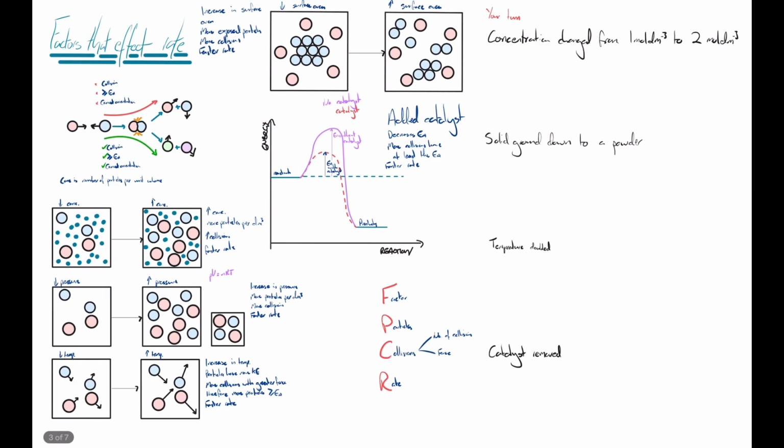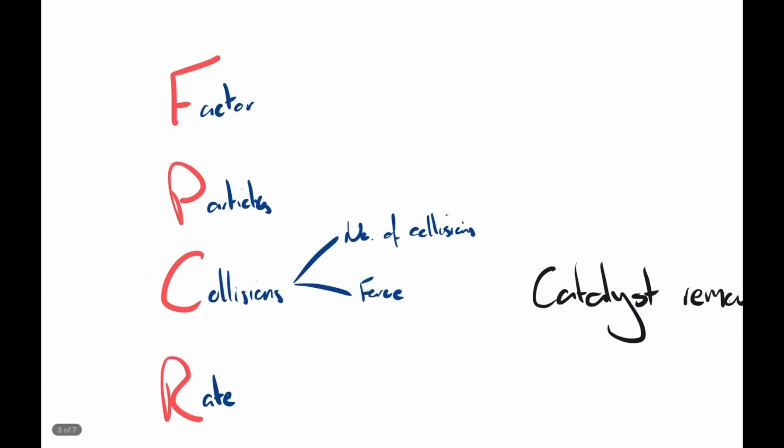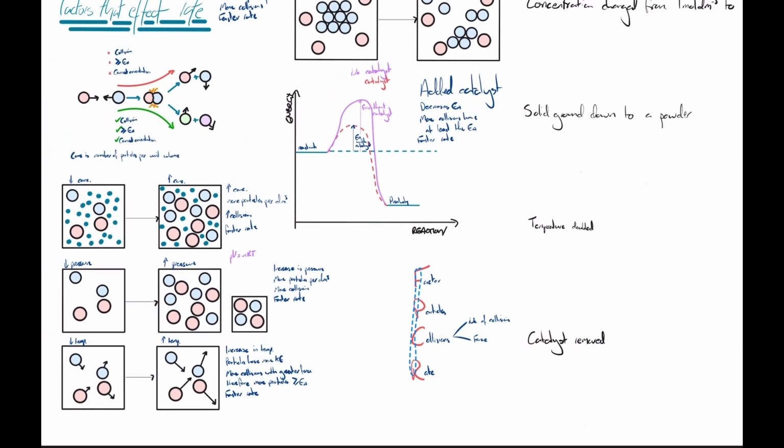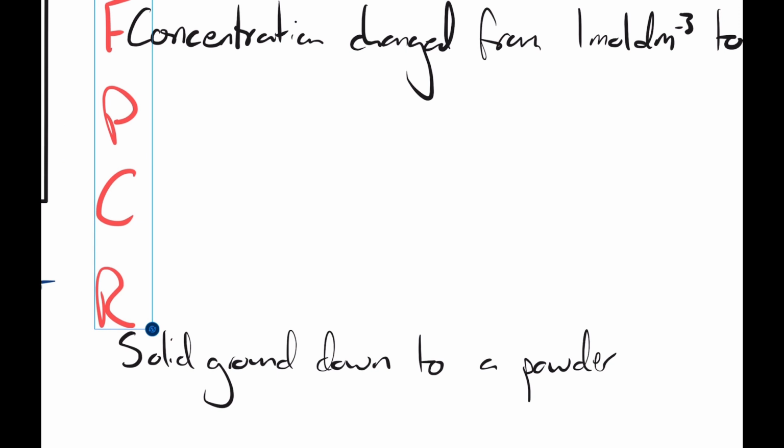Now on to what we did last time. So here, let's start thinking about our answers to these questions. So this is always our structure, right? Our factors, particles, collisions, and rates. So we're constantly thinking about making sure we include all of these within our answer. So, first one.